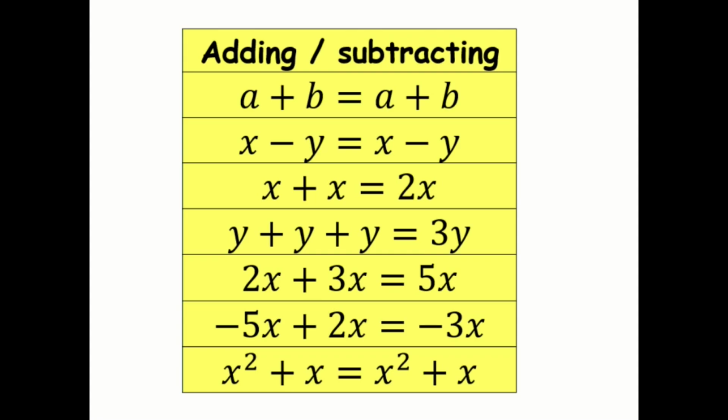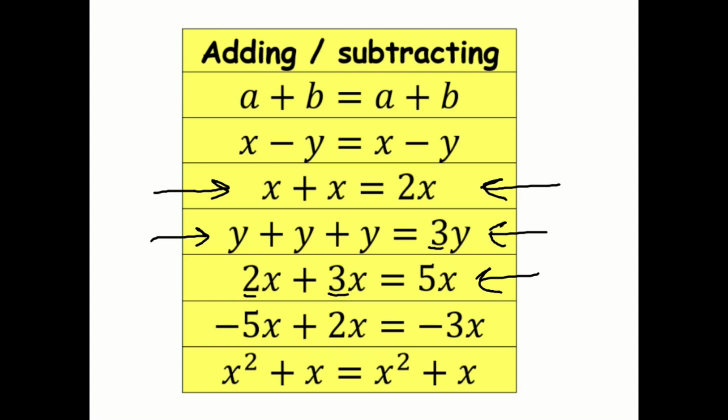On the third line, however, I have got x plus x. Now that can be simplified to 2x. y plus y plus y can be simplified to 3y. 2x plus 3x can be simplified to 5x. What have I done there? Well, you can see here I have just added the 2 and the 3. Where have I got the 3 from here?